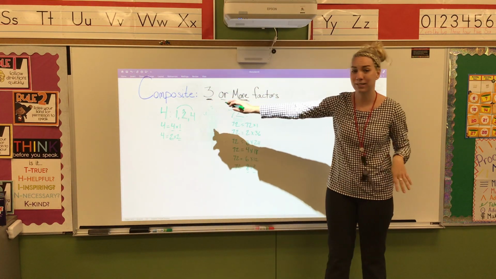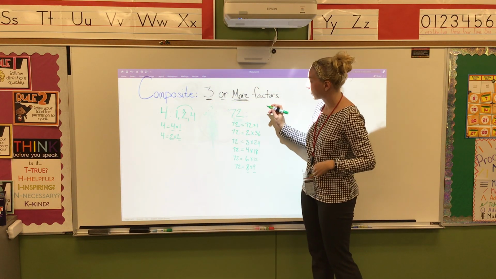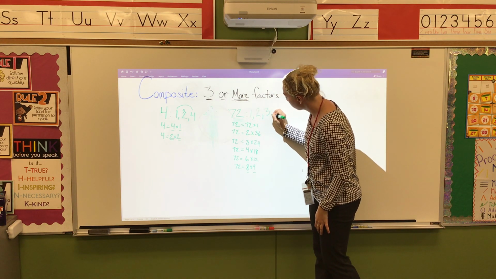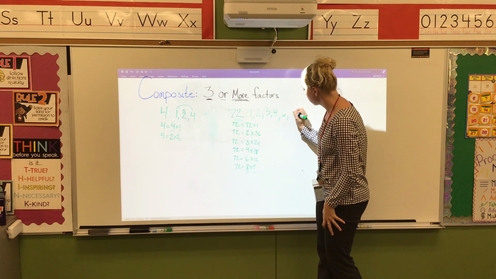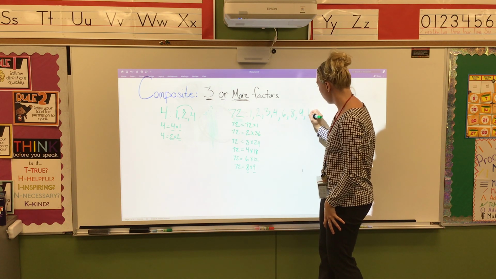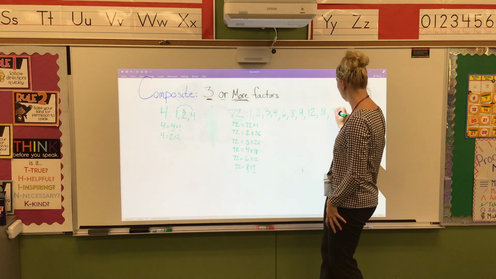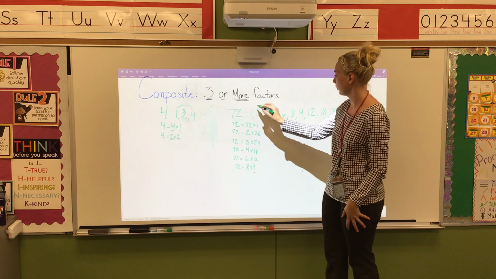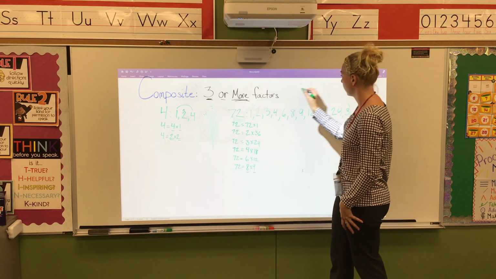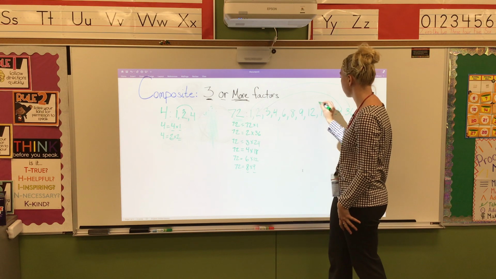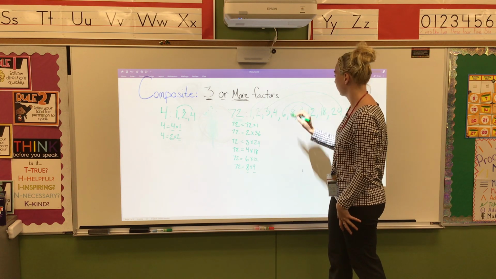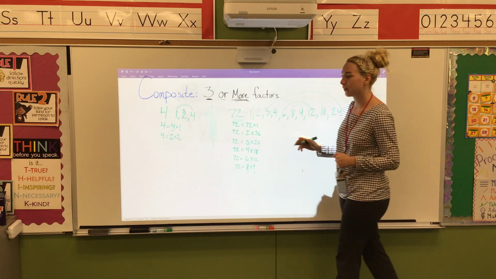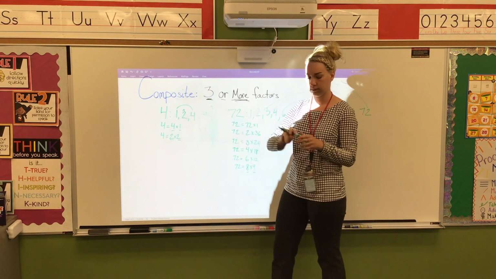72 is clearly a composite number, right? We have way more than 3 factors, so it's composite. We have a 1, a 2, a 3, a 4, a 6, an 8, a 9, a 12, 18, 24, 36, and 72. If we rainbow this up, we will find that each of our factors has a pair. Look at that. We just factored 72. And we figured out that it was composite.